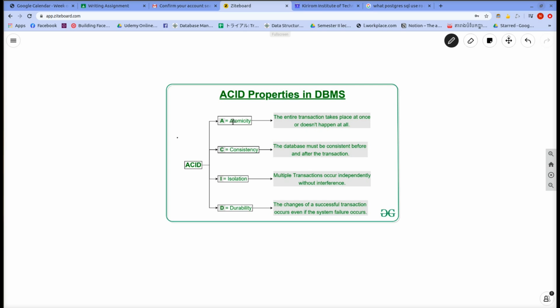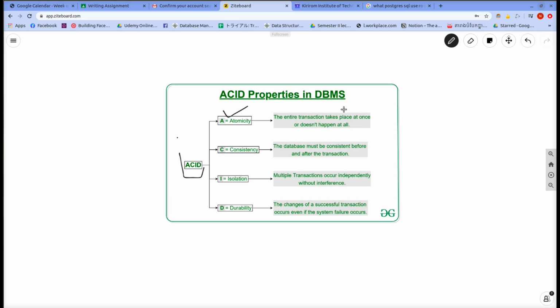What exactly are the ACID properties? Now let's get started. The ACID properties have four main points. The first one is atomicity. What is atomicity? Atomicity says that the entire transaction takes place at once or doesn't happen at all.